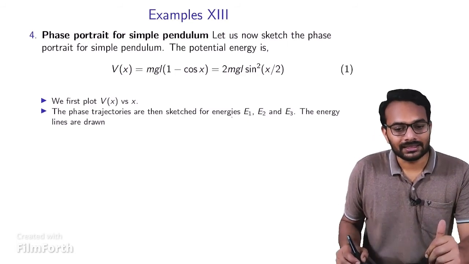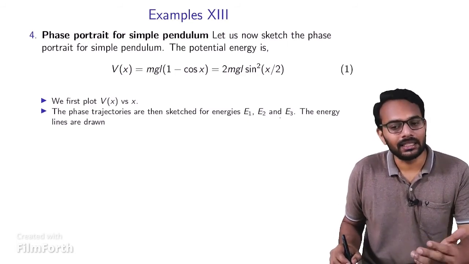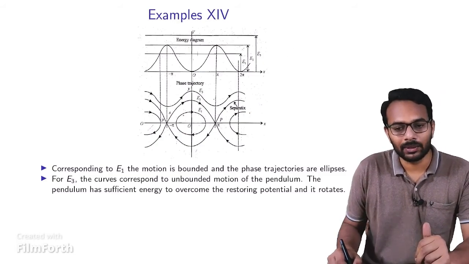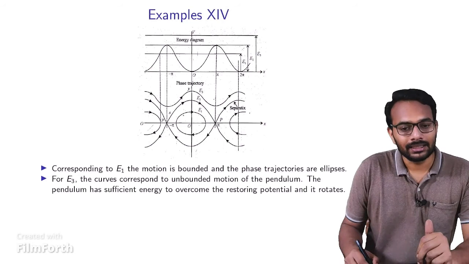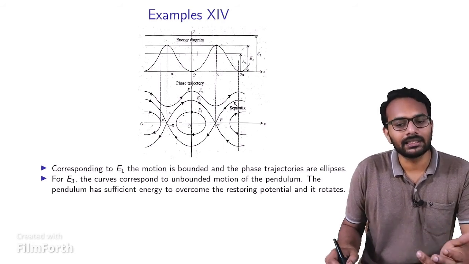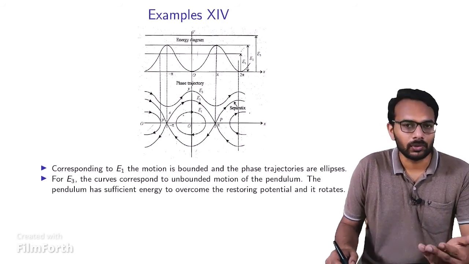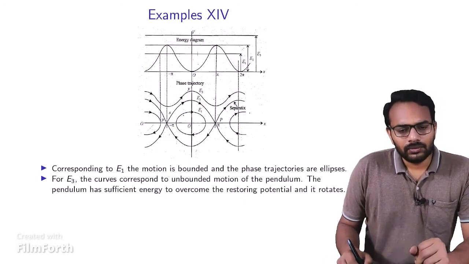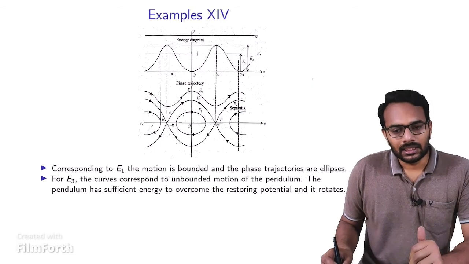The phase trajectories are then sketched for energies E1, E2 and E3. That's what we do. We have different energies E1, E2 and E3, and this is the sine square x curve. That's not particularly complicated; we all know how to plot a sine square curve. So this is the potential energy curve. Let's see how the diagram looks.